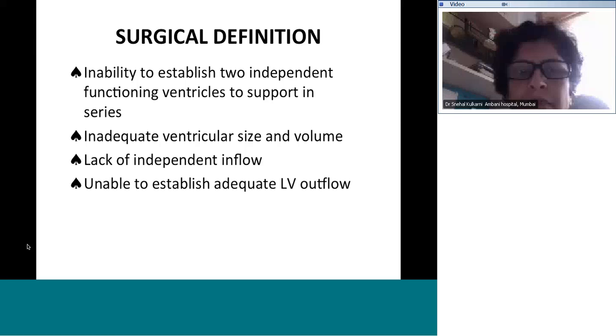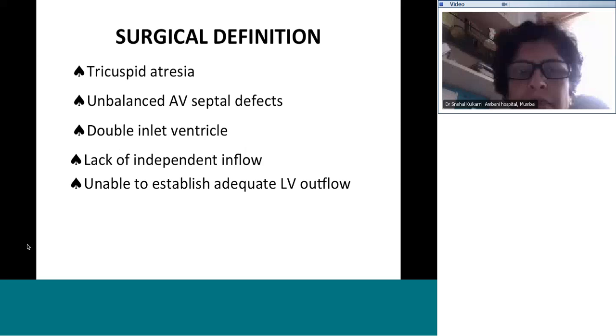Even if you have two good ventricles in that situation, your VSD is the only outlet for the aorta, and those VSDs may not be suitable for LV to aorta tunneling. So in spite of having two good ventricles, a two ventricle repair is not possible. These are the surgical definitions, or surgical subsets, where we need to consider a univentricular repair.